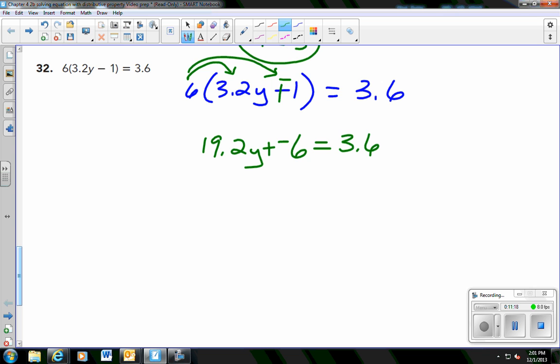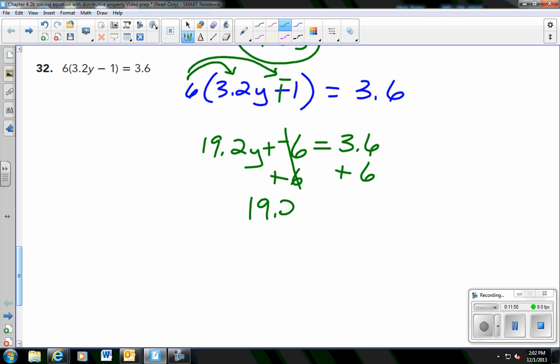So now again, the goal here is to get the y by itself. So we need to get rid of two numbers. We need to get rid of this negative 6 and the 19.2. If we can get rid of those two numbers, the y will be by itself. And whatever's left on the other side is what the value of y is. So the first thing we want to get rid of is the plus or minus number. So in this case, we want to get rid of plus negative 6. To get rid of 6 negatives, we would add 6 to both sides. These would cancel because 6 negatives and 6 positives equal 0.